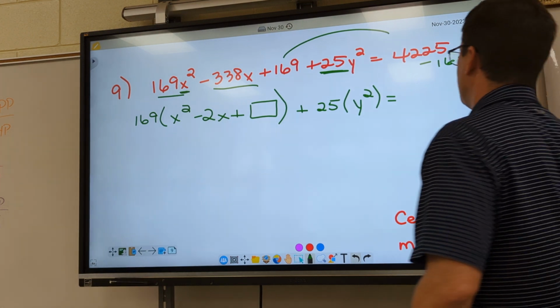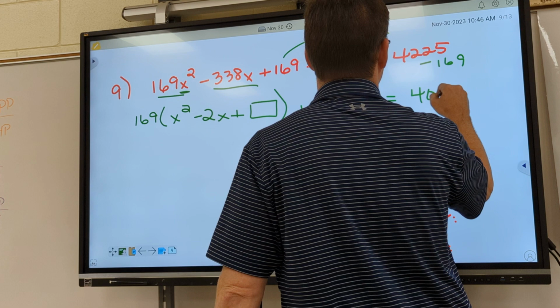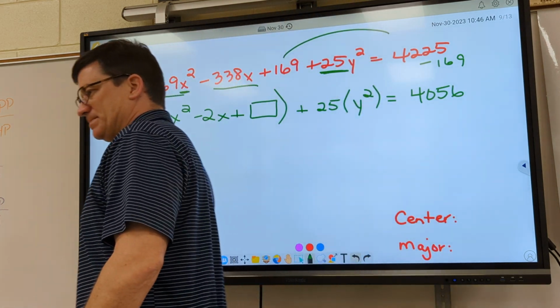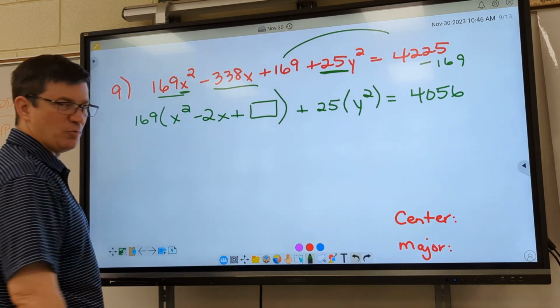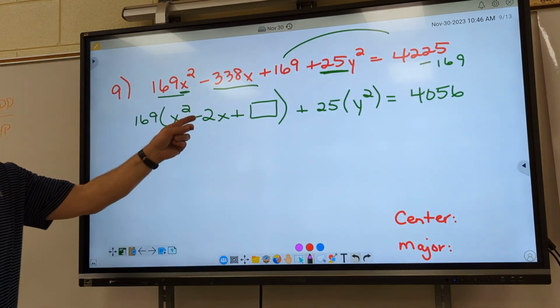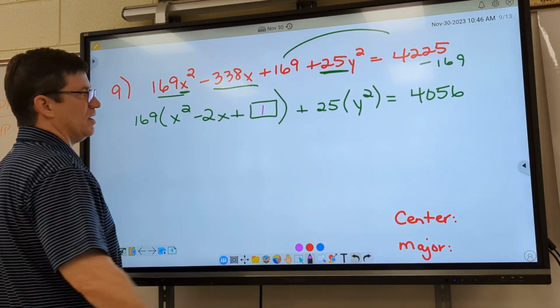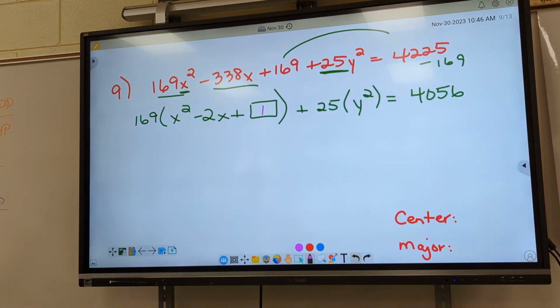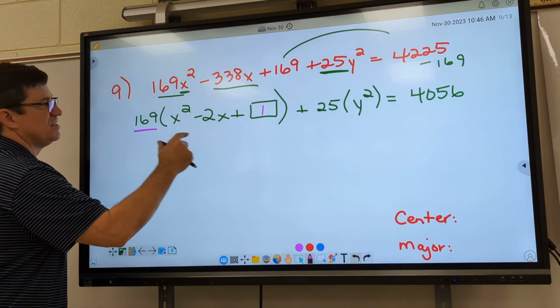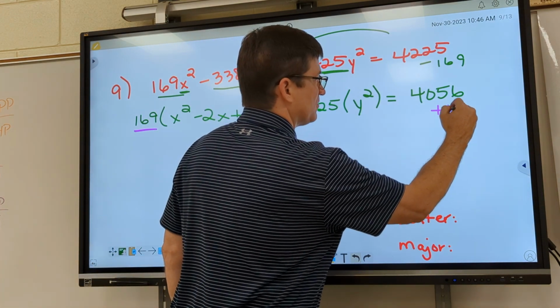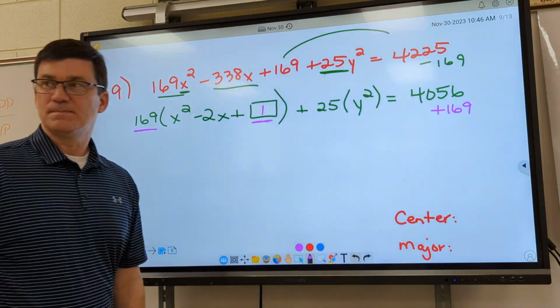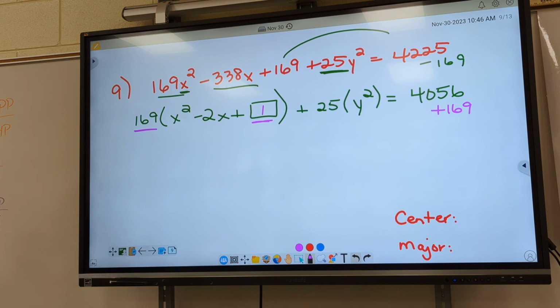I got 4056. We still good? All right, Alex, how do we fill in the box again? We've been doing it for weeks. Half of 2 is 1, square it's plus 1. Now, the rule is, remember, whatever you add on one side, you add on the other, just like on the circle problems. But 169 times 1 is positive 169, so I got another positive 169 over here. Whatever you add in the box, you add it on the other side.